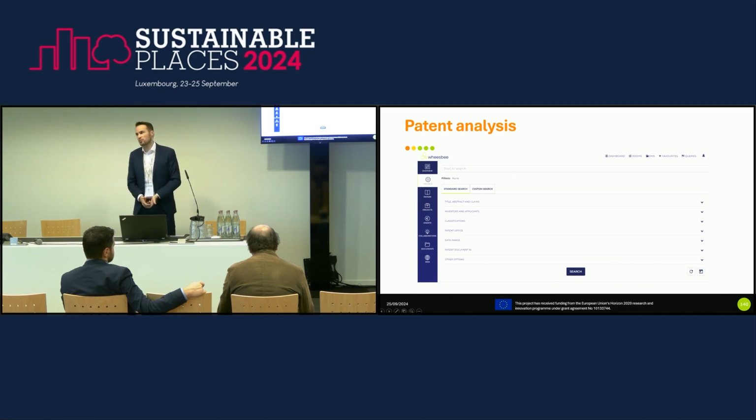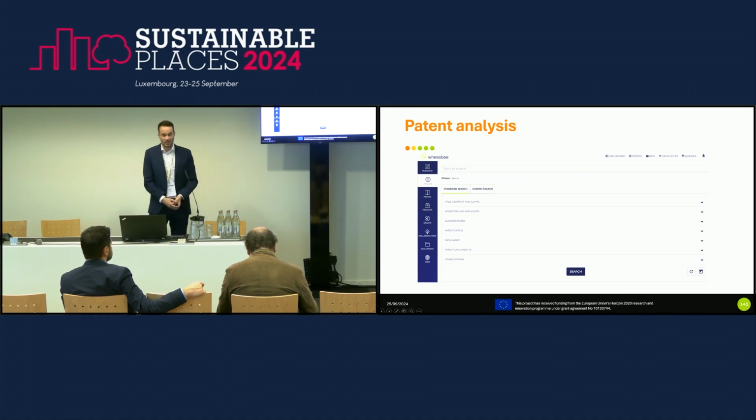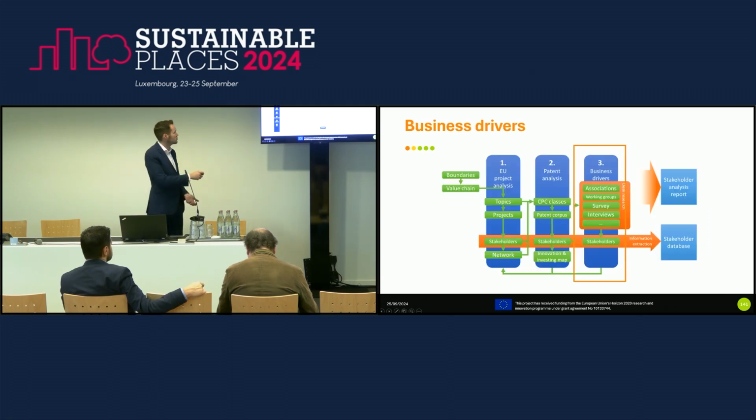For the SmartSPIN project in particular, this was only a marginal benefit, because we are dealing here with a business model innovation. And this is not something which is patented in general. So there's not much information I can tell you for this specific project, but for other projects, a patent analysis can be very valuable.